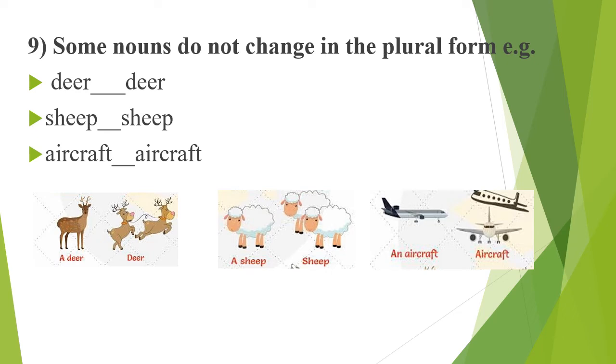The last way is that some singular nouns have no plural form. They are always used in singular form. For example, sheep, sheep, deer, deer. These are the nouns that have only singular form. They do not have plural form.